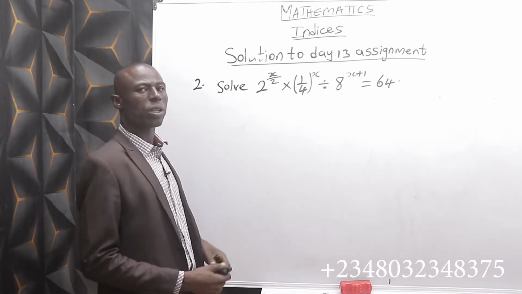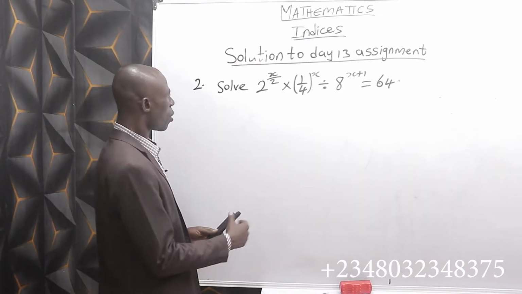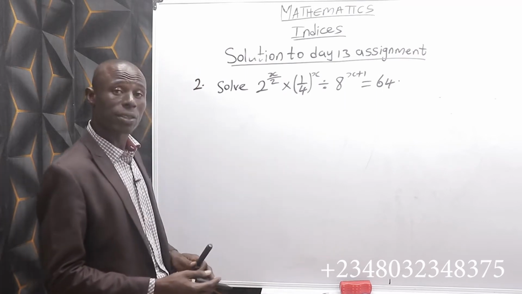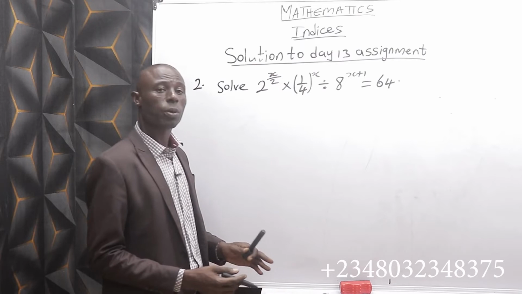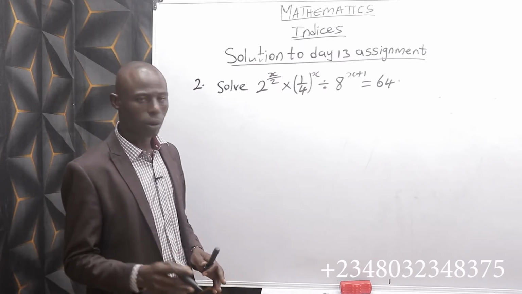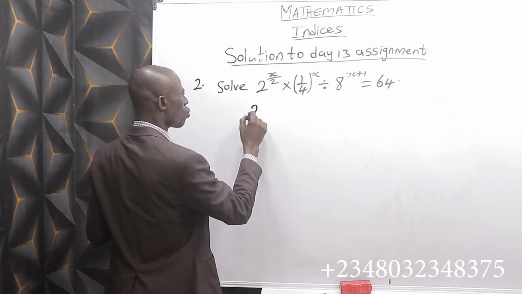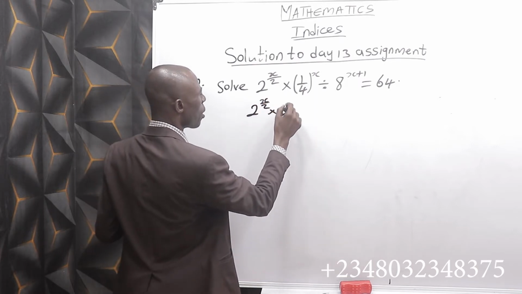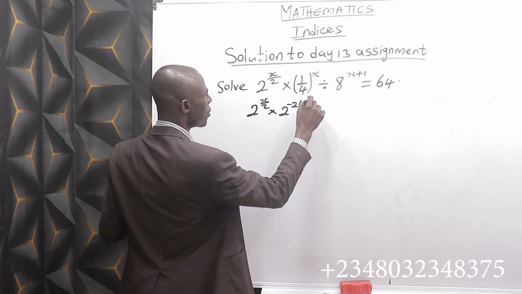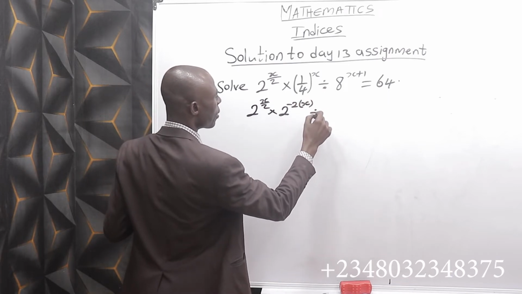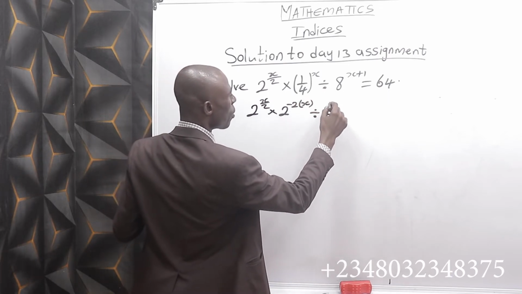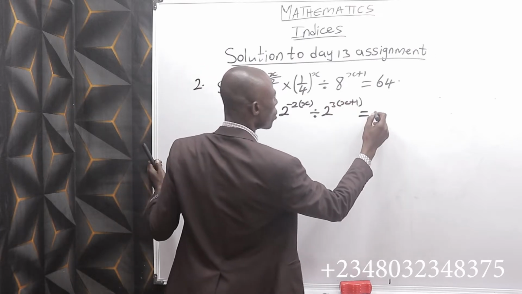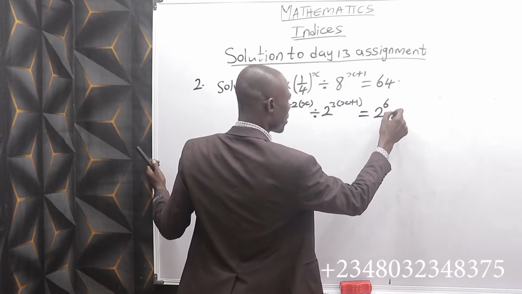Let's have the solution to question number 2. Solve 2 raised to power x over 2 times (1 over 4) in brackets raised to power x, divided by 8 raised to power x plus 1, equals 64. This is 2 raised to power x over 2 times 2 raised to power negative 2 into x, divided by 2 raised to power 3 into x plus 1, equals 2 raised to power 6.